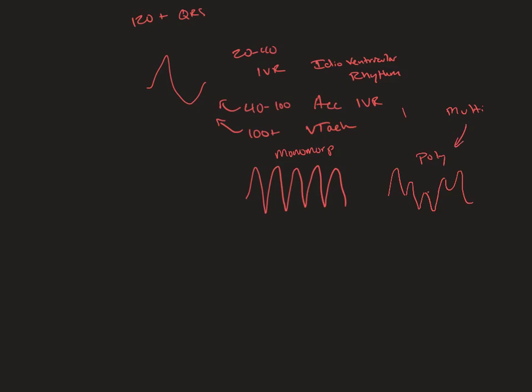So if it meets these criteria, they have a tachycardic ventricular rhythm. No, it's VTAC, man. They have an ugly QRS, no P waves, and it's between 40 and 100. That's weird. It's accelerated IVR. And if it's at the intrinsic rate, IVR or ventricular escape.